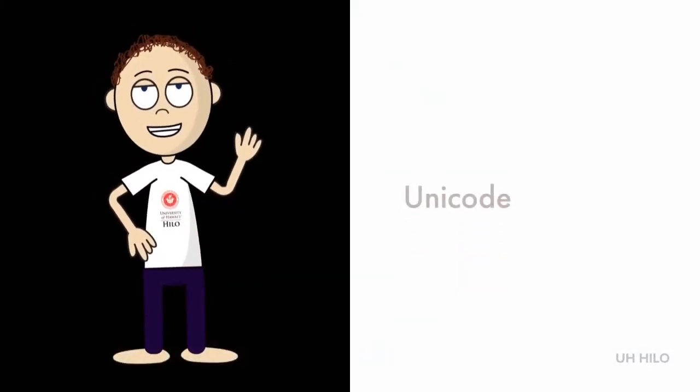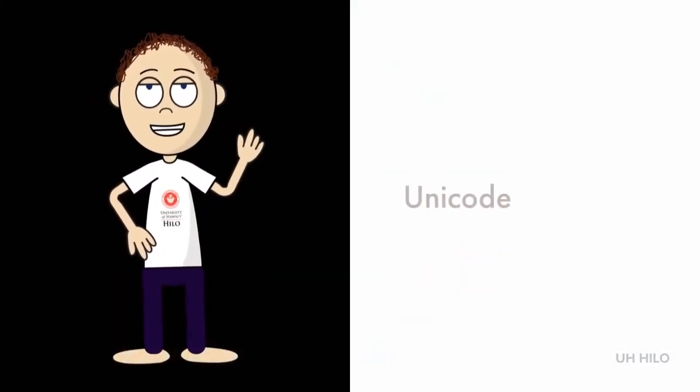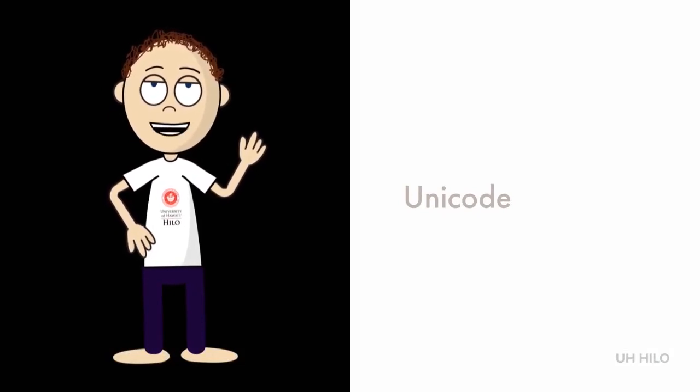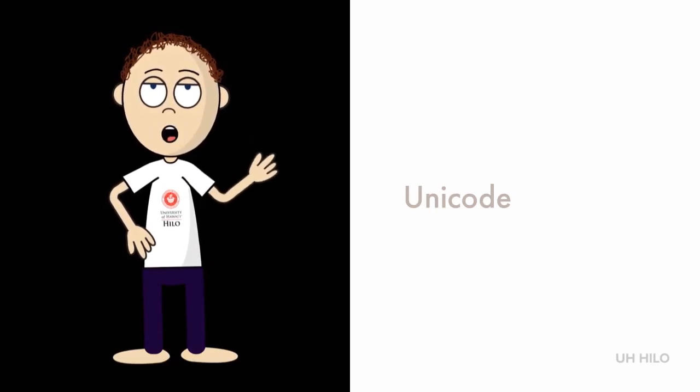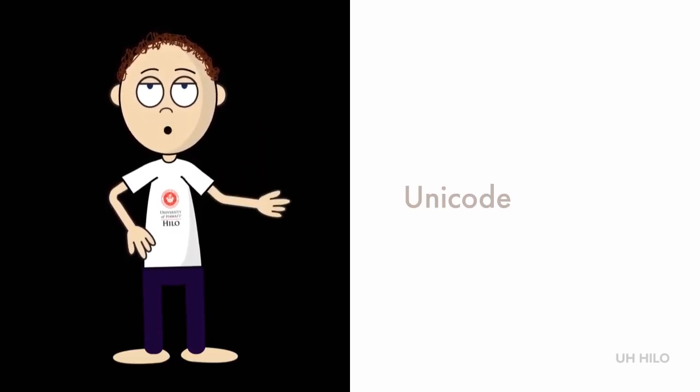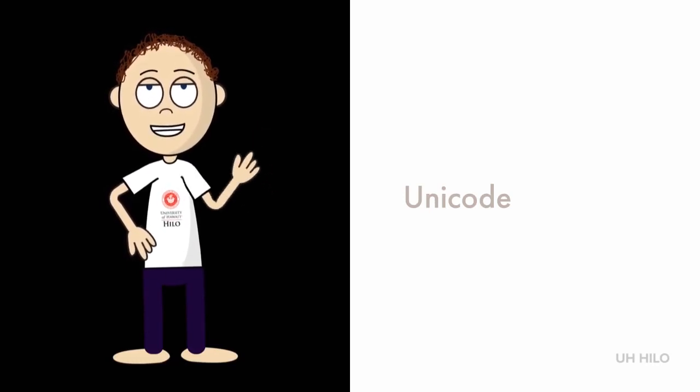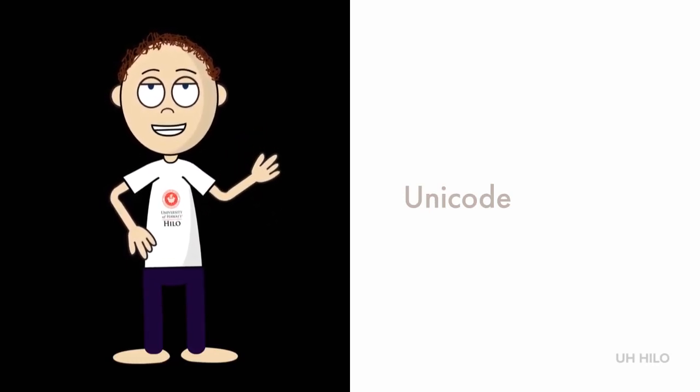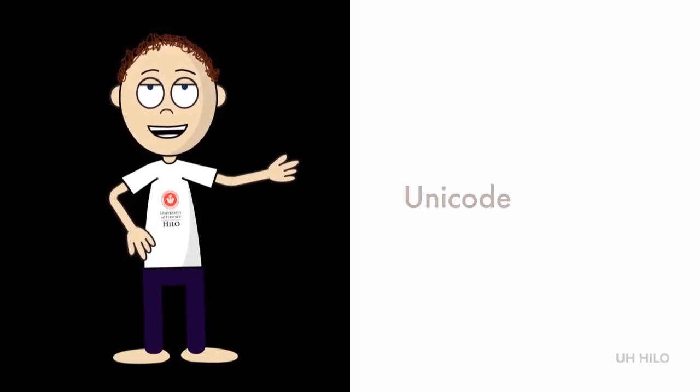Dating from the 1980s, Unicode is another standard for encoding text expressions. It uses 1 to 4 bytes in the UTF-8 character encoding for 1,112,064 characters and covers most of the world's writing systems. There are also UTF-16 and UTF-32 character encodings to represent even more characters.